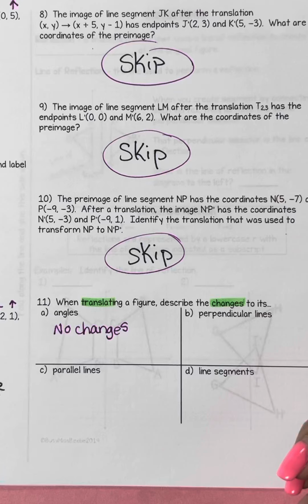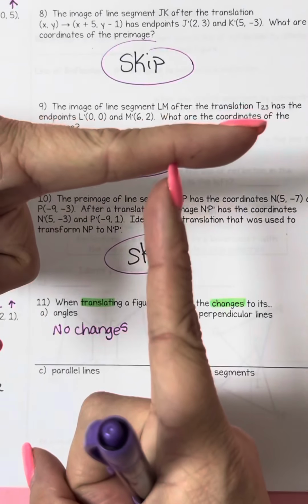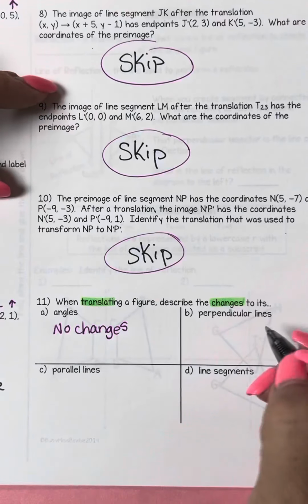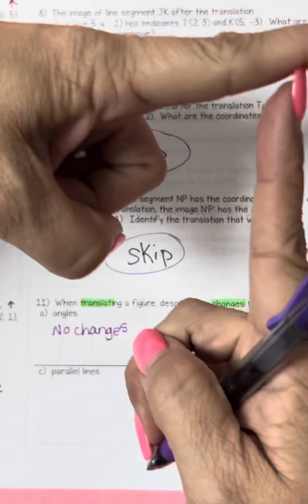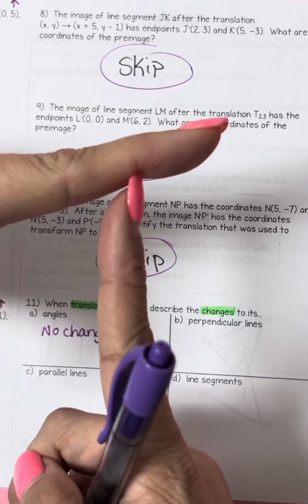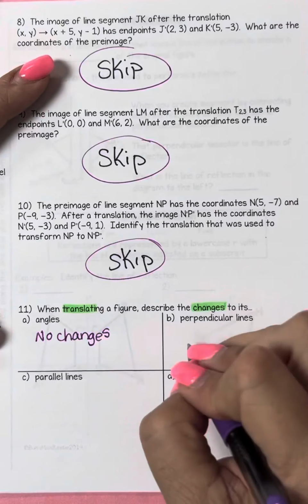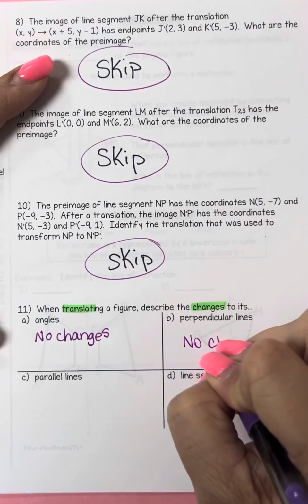All right, perpendicular lines. Perpendicular lines are just lines that form a T. All right, so for perpendicular lines, if they move around, they're not changing, they're not getting bigger or smaller, they're just sliding. So there are also no changes. No changes to perpendicular lines.